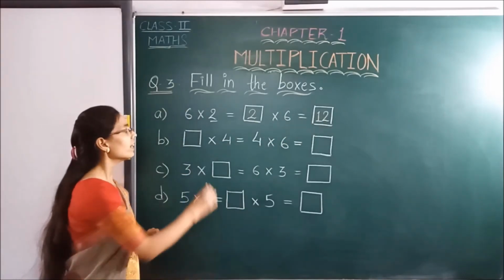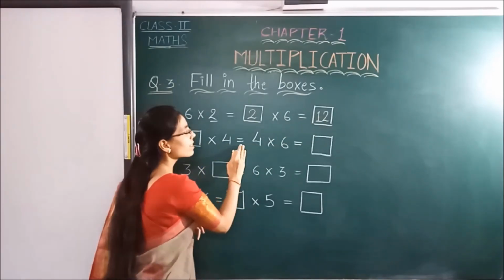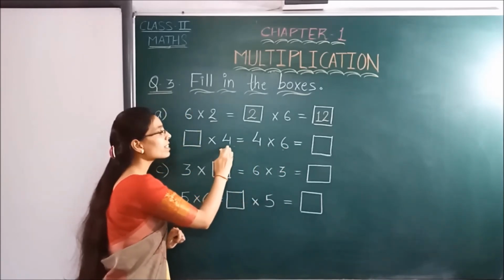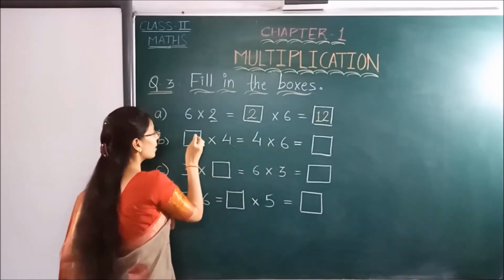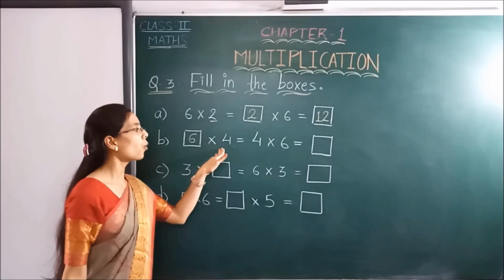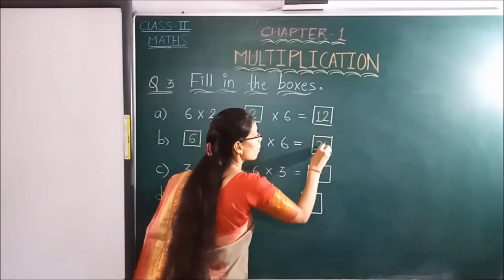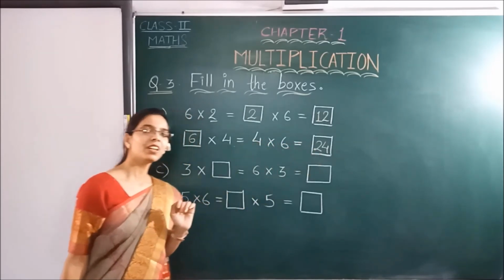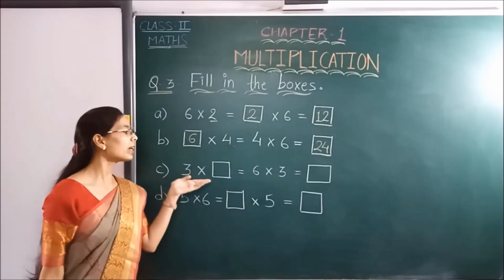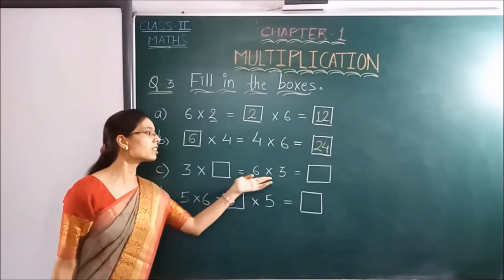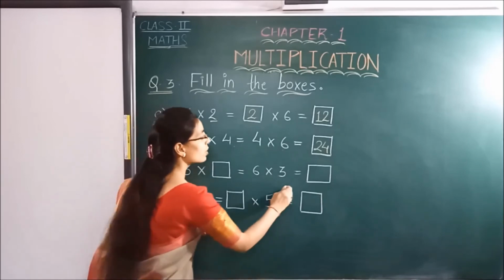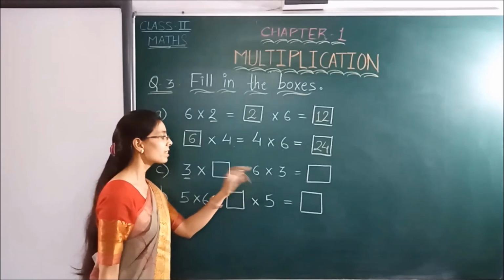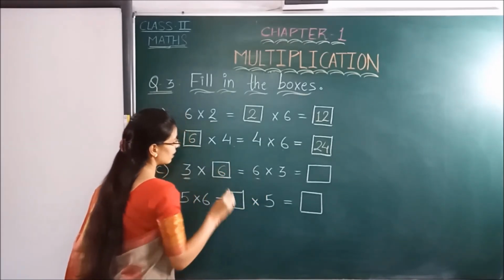Okay, now B. Dash multiplied by 4 is equal to 4 multiplied by 6. 4 is already given here. So which is our other number? 6. So 6 fours are 24 or 4 6s are also 24. Okay. Now see. 3 multiplied by dash is equal to 6 multiplied by 3 is equal to dash. So 3 is already here. Which is our other number? 6. Okay, so we will write 6 here.